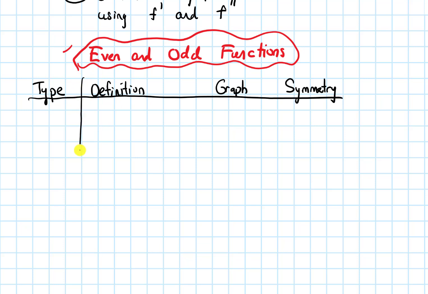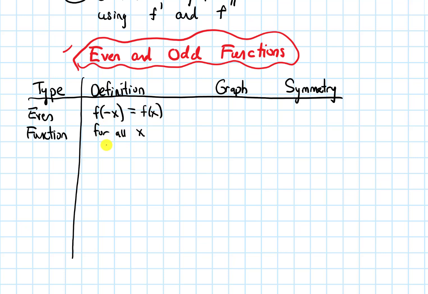Okay, and for type, we will talk about an even function. Let's do an even function first, and then we'll do odd function afterwards. So the definition of an even function is that f of negative x needs to be the same as f of x for all x in the domain. Okay, so let me put a column here.